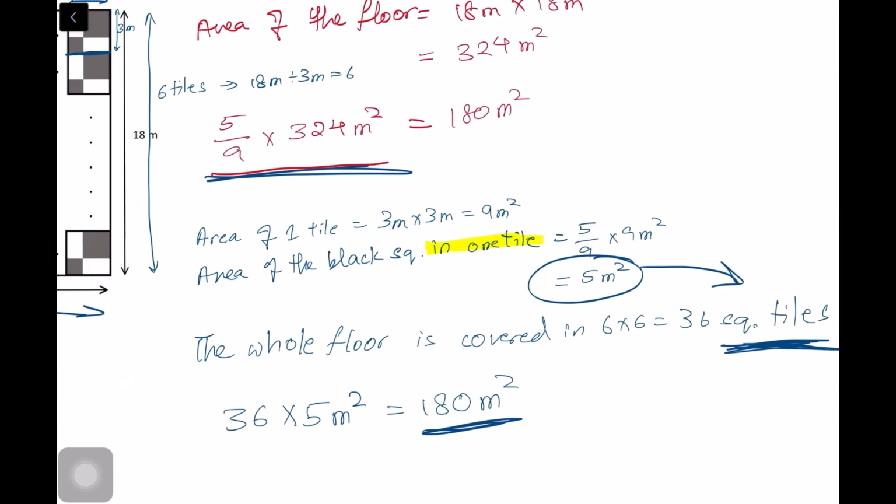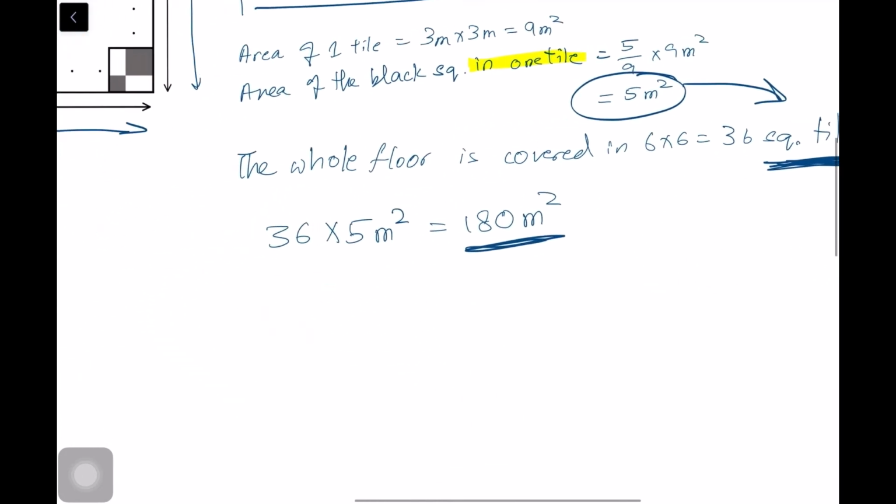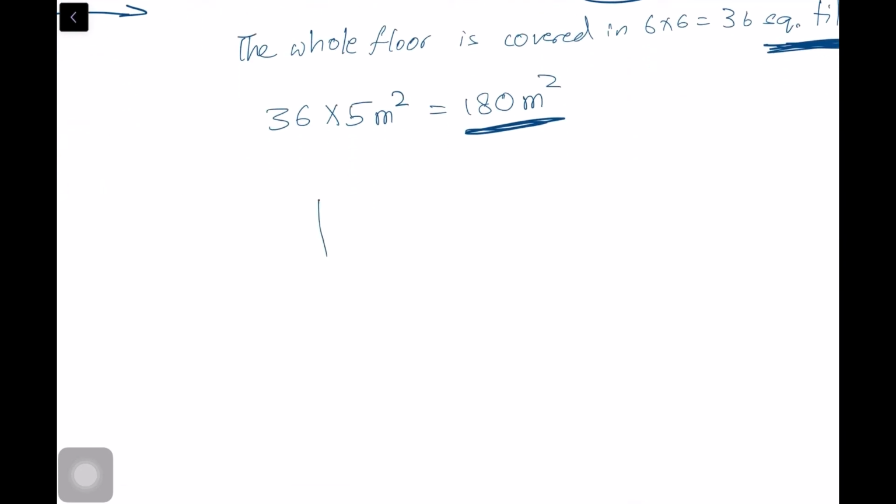So now the main underlying concept behind why I did 5/9 of the total area of the floor is that if you have, let's say, one rectangle, which is divided into 4 equal parts, and of these 4 equal parts, 3 regions are shaded and 1 region is unshaded, we would say that 3/4 of this rectangle is shaded.